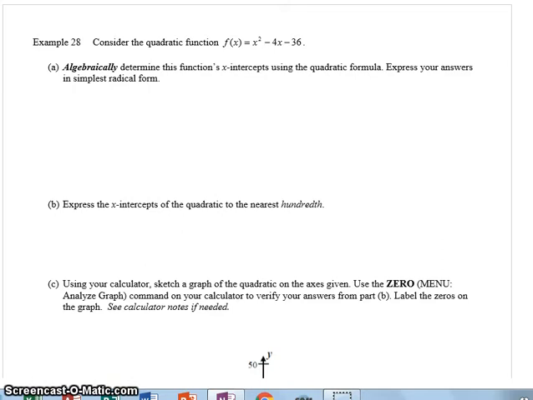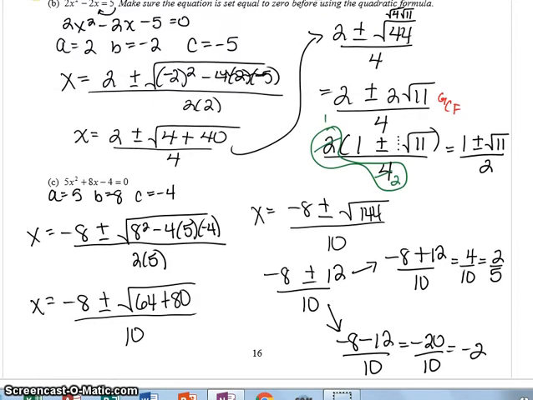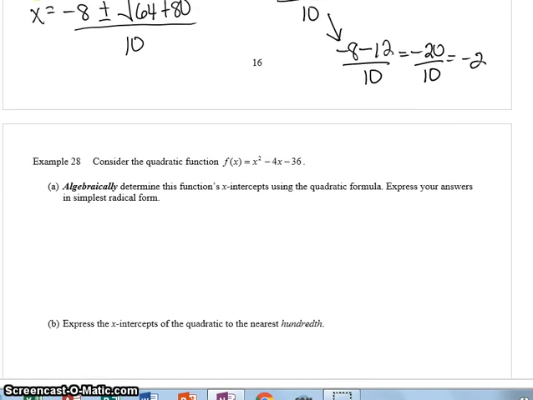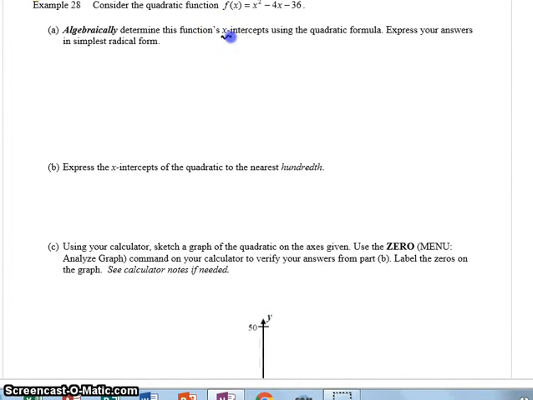This is Unit 5, Day 5, Part 2. Example 28. Consider the quadratic function f of x equals x squared minus 4x minus 36. Algebraically determine the function's x-intercepts using the quadratic formula. Express your answers in simplest radical form.